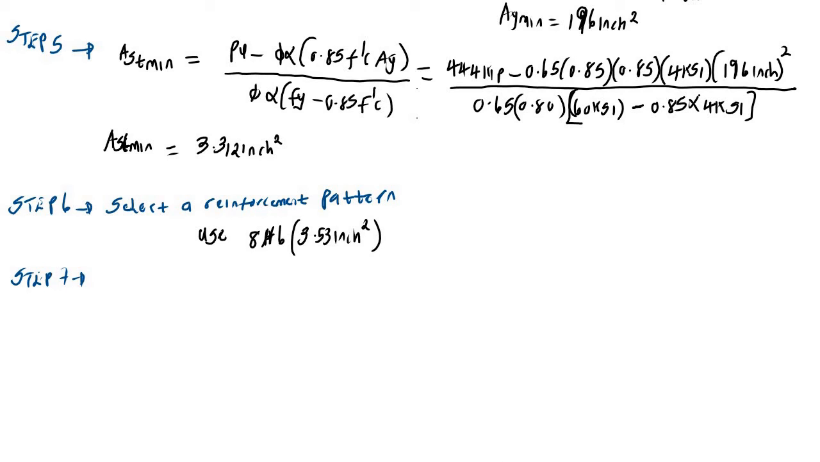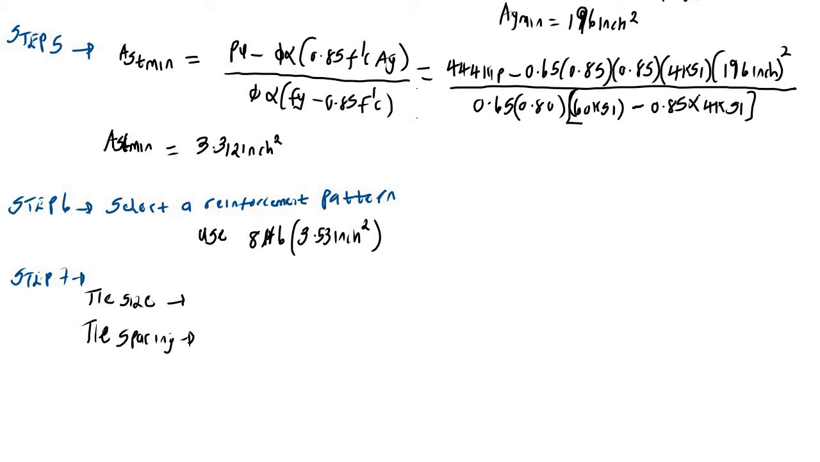So let me write this down here. We need to get the tie size, and we also need to get the tie spacing. For the tie size, what did we say? If you remember in the previous video when we discussed the steps for designing the reinforced concrete column, we said when we want to choose the tie size, we are going to choose number 3 bar if the longitudinal bars are number 10 or smaller.